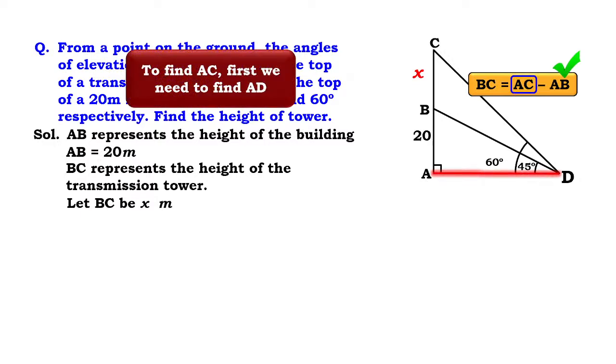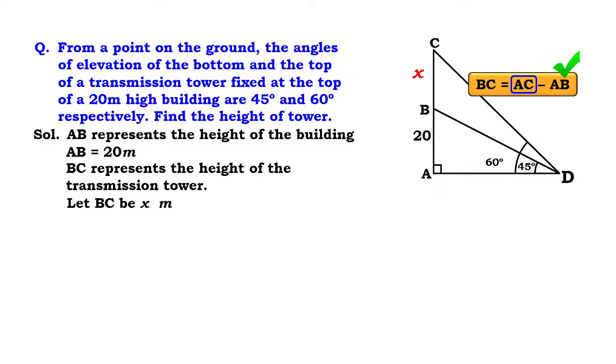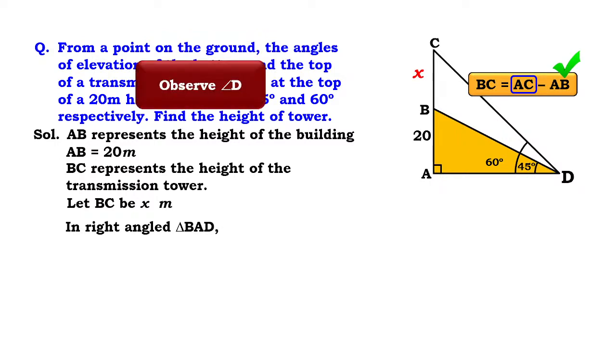I'm going to first find the needed thing. We will find AD first. For example, consider triangle BAD. Can you see the yellow color right angle triangle? Okay, so is it a right angle triangle, everyone? Observe angle D. Did everyone see angle D? How much degree?